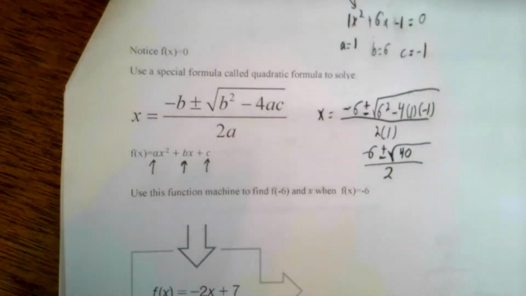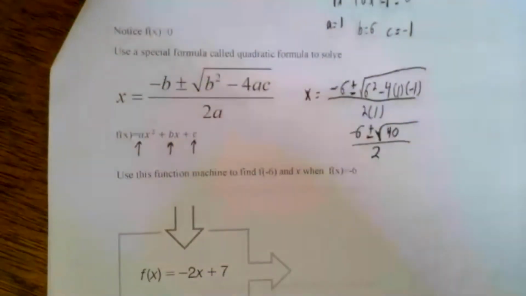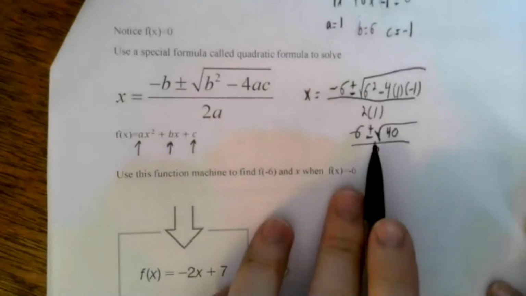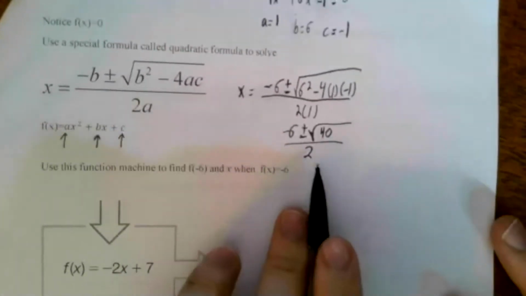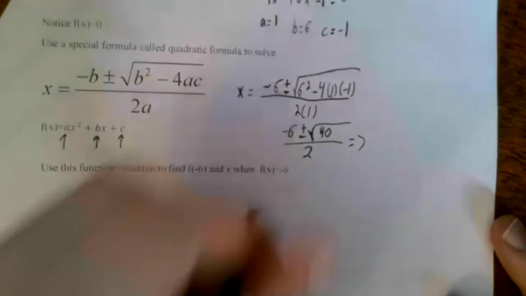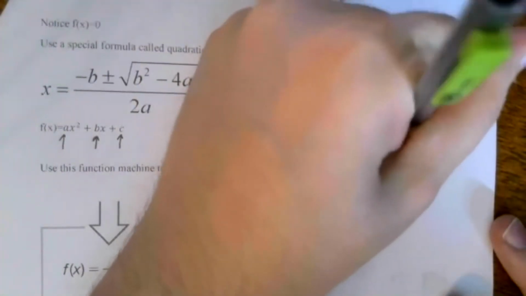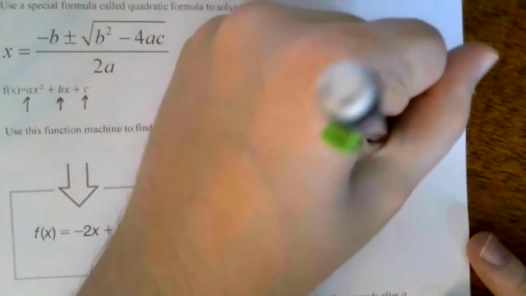So the question is, now what can I do? And I'm going to split this into 2 different things. And the way I'm going to do that is I'm adding here and I'm subtracting. So basically what that means is this splits into 2 different expressions. And what that means is that I'm going to have a -6 plus the square root of 40 over 2. And I'm also going to have -6 minus the square root of 40 over 2.